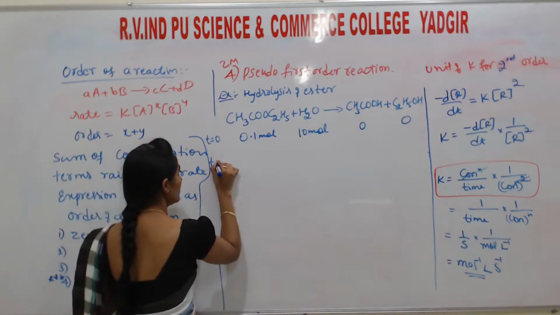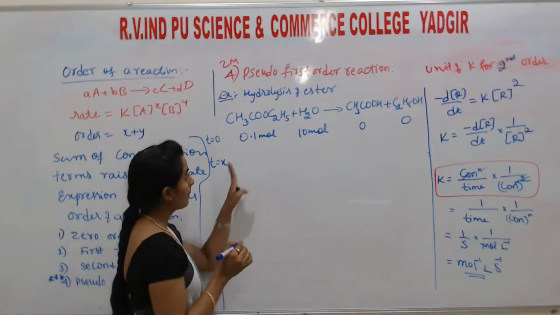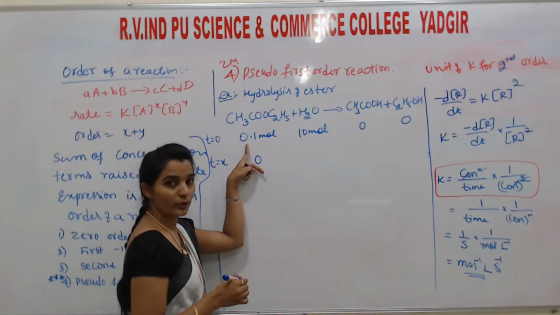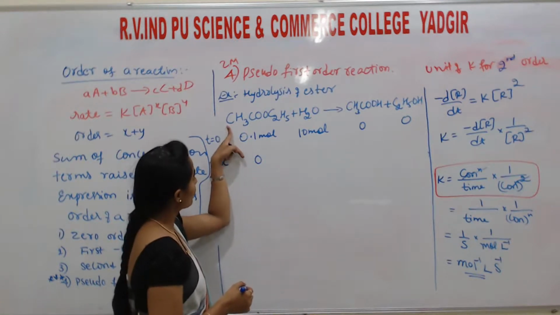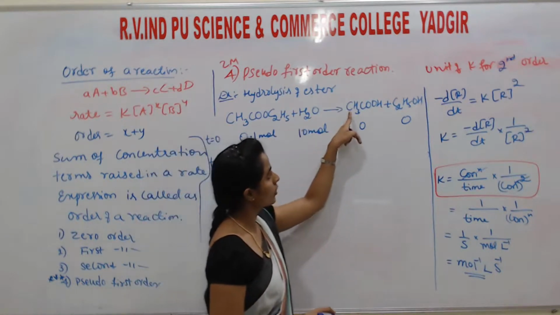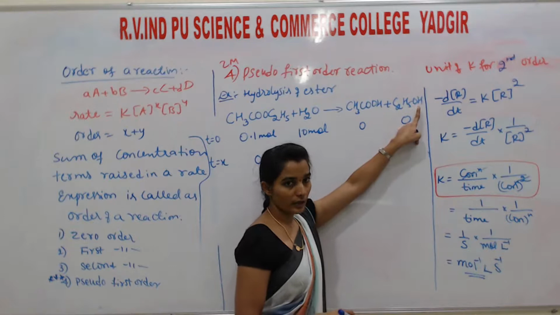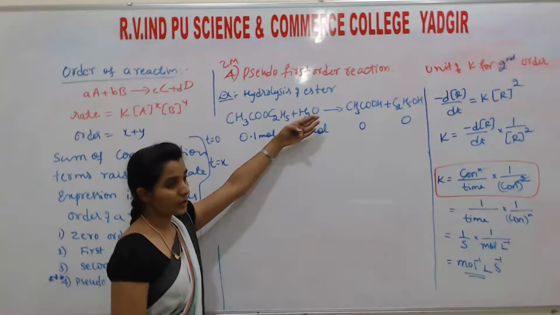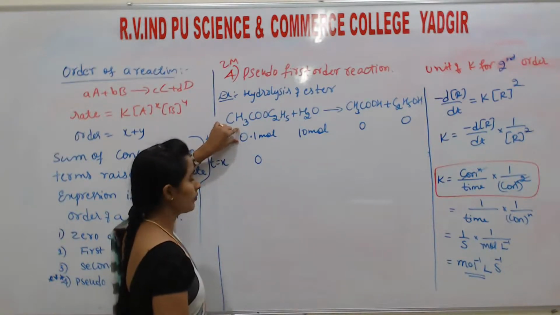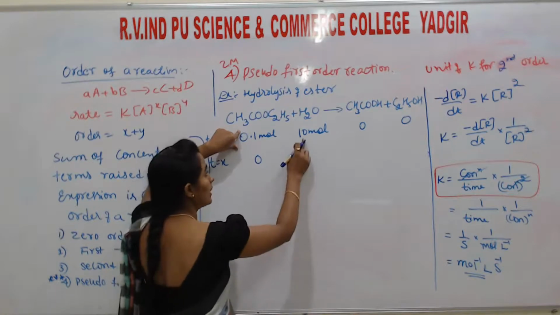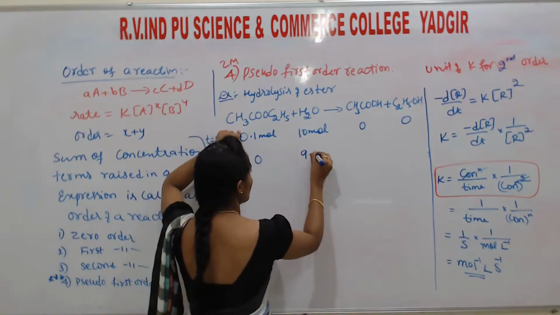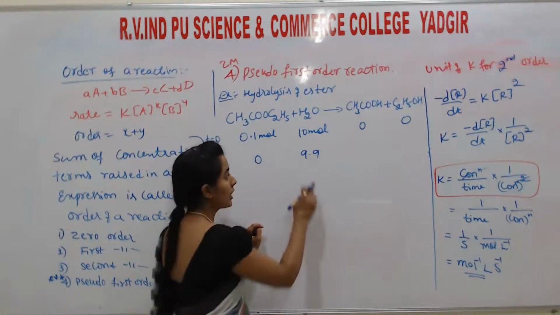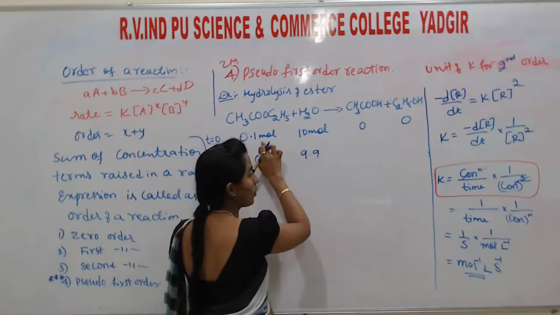Next, after time x, the ester completely reacts. This becomes 0. How many moles are there? 0.1 mole is there. So listen, 1 mole of ester combines with 1 mole of water to give 1 mole of acetic acid and 1 mole of ethanol. Here we have 0.1 mole of ester and 10 mole of H2O, but the reaction is possible for only 0.1. So 10 minus 0.1 means 9.9. Correct? So 9.9 is left, only 0.1 mole reacts.